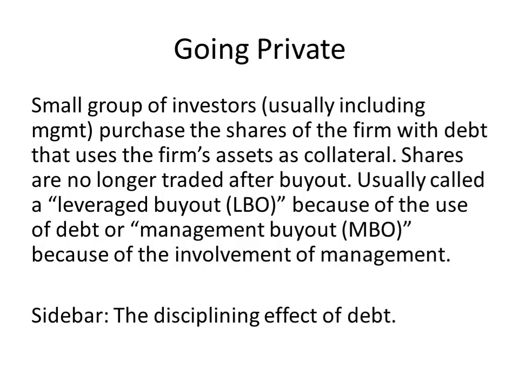Now for the final type of takeover from our earlier diagram. It's called going private. This is when a small group of investors, that usually includes the firm's current management, purchase the shares of the firm with debt that uses the firm's assets as collateral.